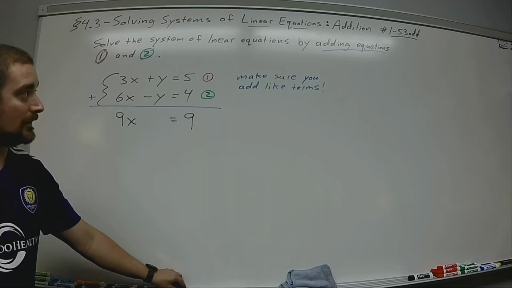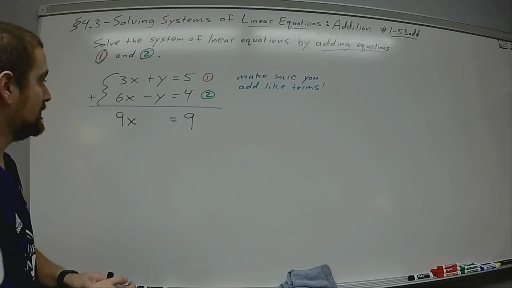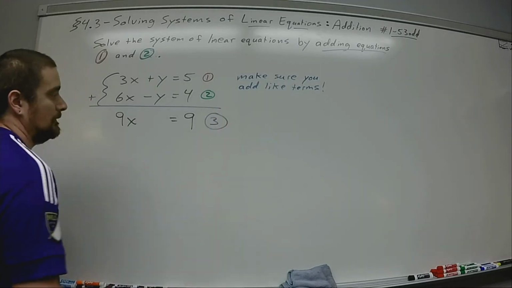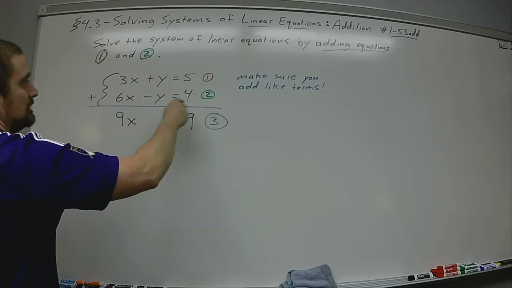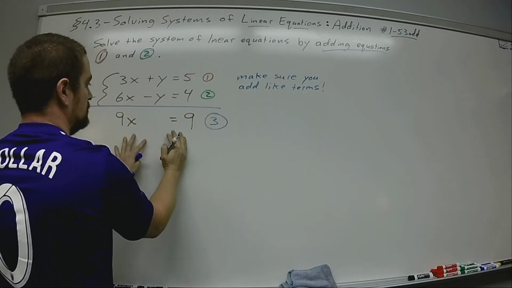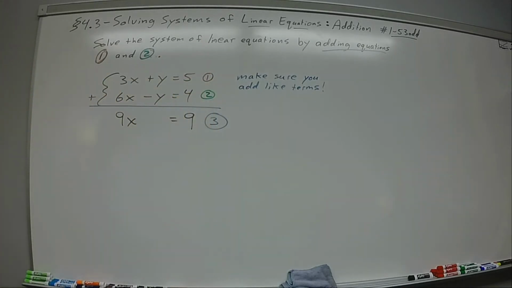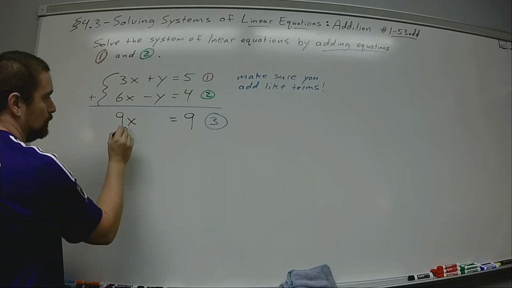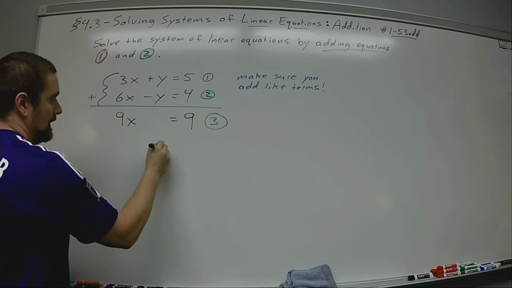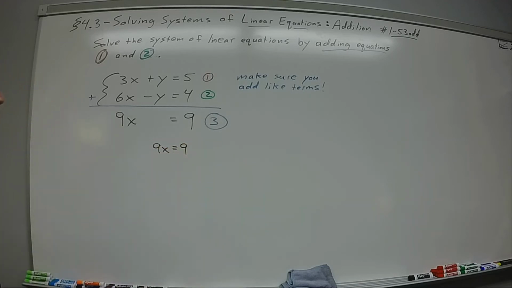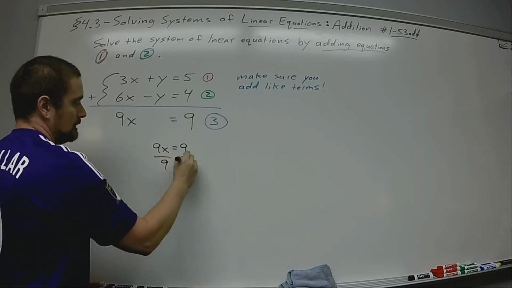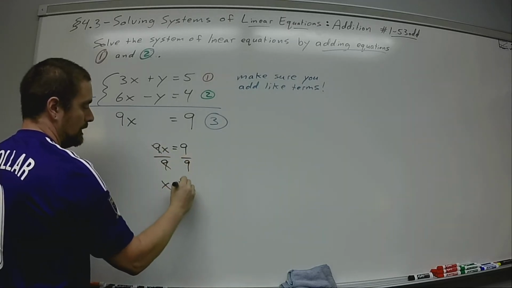What I have done is I have generated a brand new equation based on all of the information within the system. So all the information in this system has now been compressed down into one new equation. And we got lucky that the y's canceled out and that our new equation only has one variable. So I'm staring at 9x equals 9, which means that x is equal to 1.